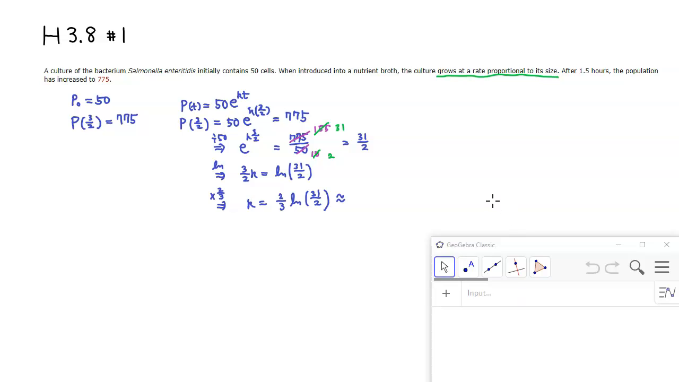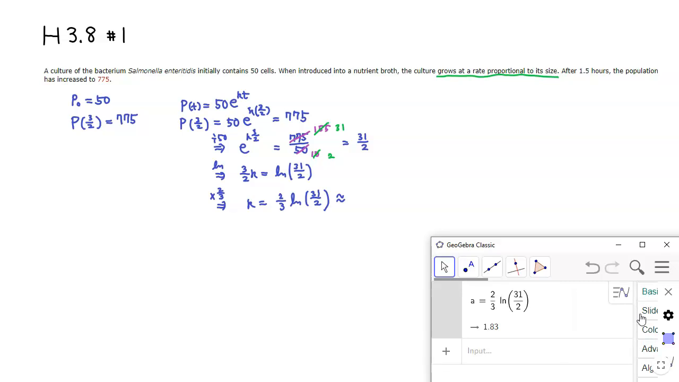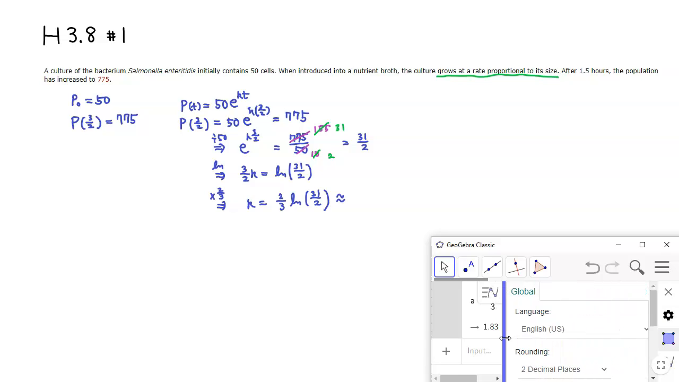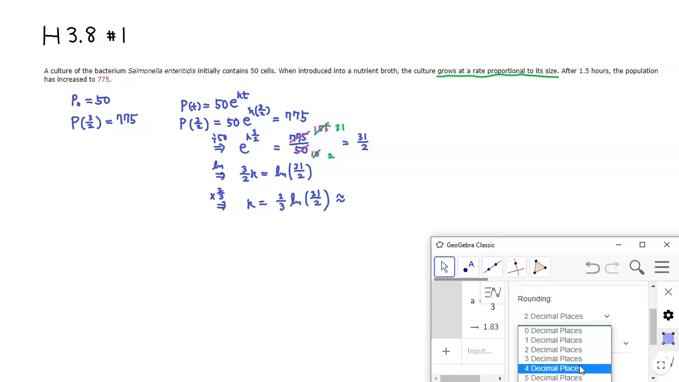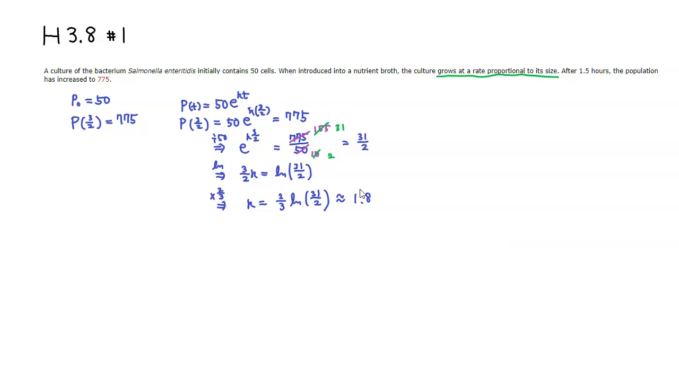So I pull out GeoGebra here, and we need to compute 2/3 times the natural log of 31/2. I guess I have to change the decimal point in the settings. I can't really see it here. So the decimal places, maybe 4. Then I'm going to close that. So the k value is 1.8272. Let's type it in.